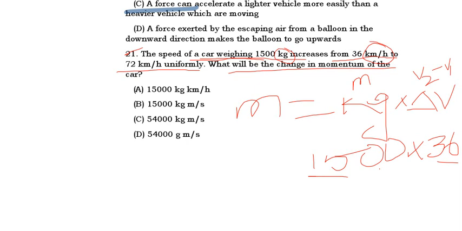How to convert? You have to multiply by 5 by 18. If you multiply by 5 by 18, then you will get meter per second. Then your answer is 1500. This 1500 into 36 into 5 by 18. So finally your answer will be 15,000 kg meter per second. Kg meter per second is the answer. See this conversion: if the speed is in kilometer per hour, then you have to convert it into meter per second. You have to multiply by 5 by 18.